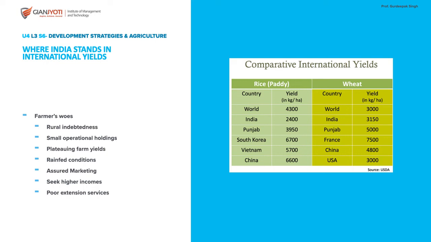And from the government side, there are very poor extension services in terms of the support for the farming know-how, the inputs like the seeds, fertilizers, etc. So those extension services are not as good as in other countries.